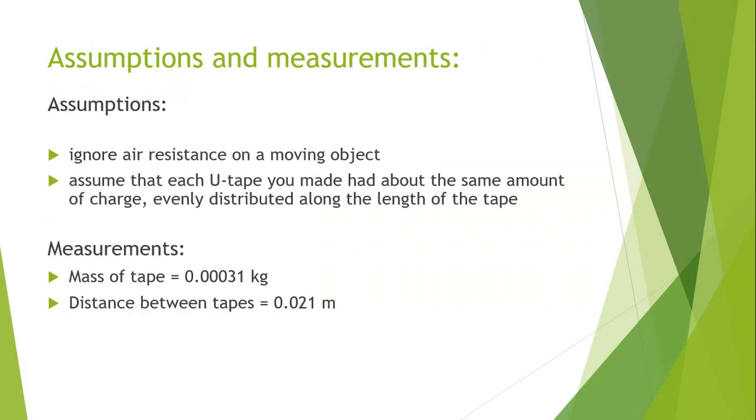Here are some assumptions that I made. I ignore the air resistance on a moving object, and then assume that each U tape had about the same amount of charge evenly distributed along the length of the tape. And here are the measurements of the mass and the distance.